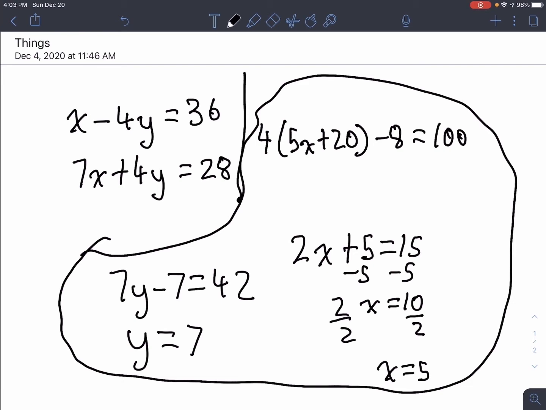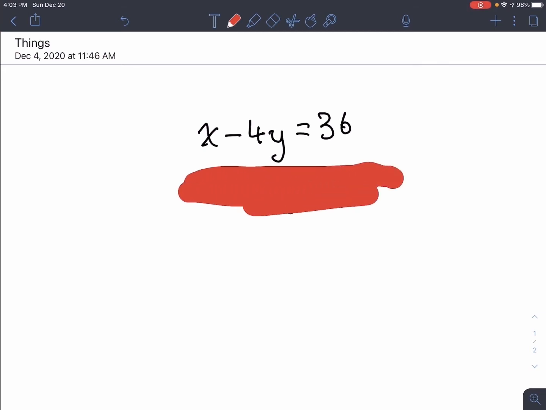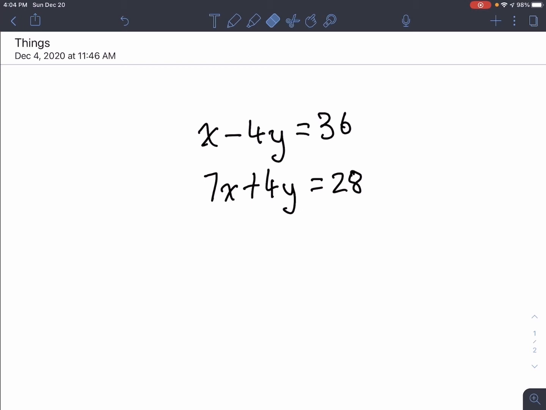But this equation right here has two variables. Let's get to that. Okay, so here's the thing. If you only had one equation with two variables, for example, if I just got rid of all this part right here, you would actually not be able to solve this because it's impossible. So if you have an equation with two variables, you need at least two equations. That's why it is called a system of equations.